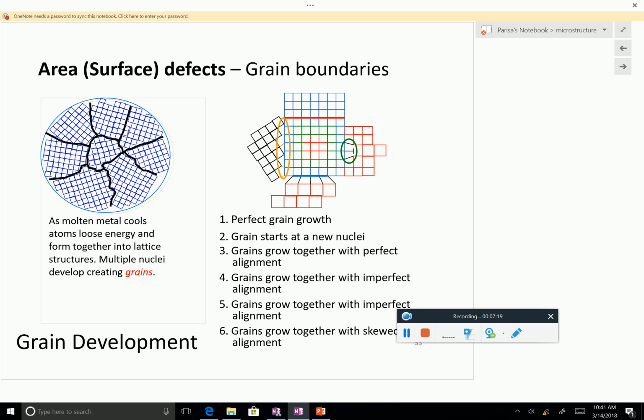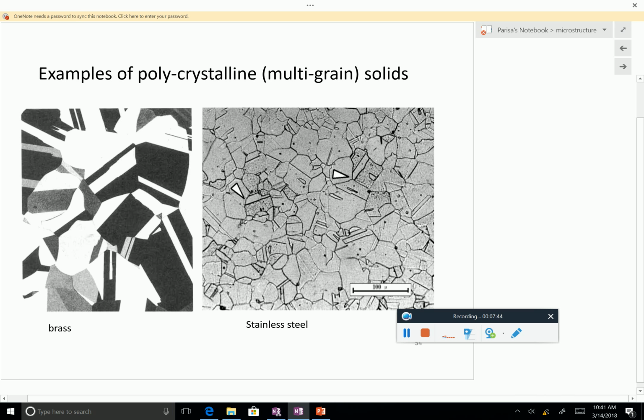I can actually show it here. So this is like perfect grain growth, but then you may have a situation where the growth is not perfect. So whether the grains are bigger or larger, as you can see here or there, or maybe the direction is different. And in these situations, you develop defects along the boundaries, as you can see.